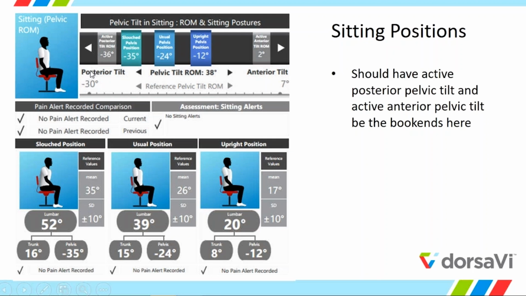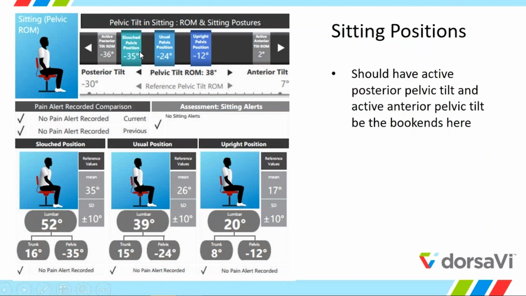So on this bar graph, if you look at the very right, active anterior tilt range of motion. So in sitting, I was able to put my sacrum into +2 degrees of anterior tilt. And if you go to the very left side, you see active posterior pelvic tilt. So I was able to posterior pelvic tilt my sacrum, extend my sacrum, 36 degrees. And then if you move just to the right of that gray bar, you'll see slouched pelvic position. So when we monitored me in slouch, I was in 35 degrees. So when I slouch, I'm almost at the end range of my active posterior pelvic tilt ability in sit.